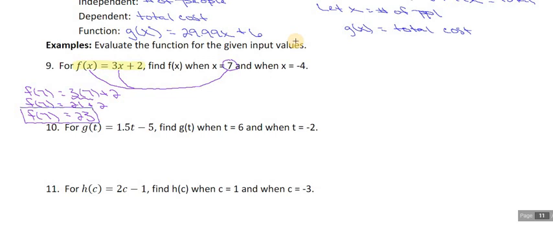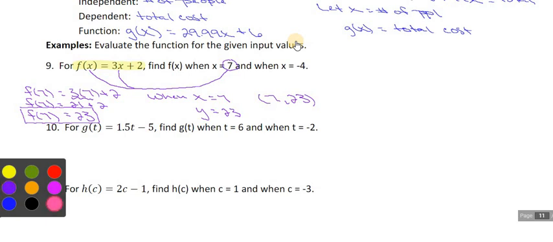So this literally means when x equals 7, y equals 23. It can also be represented as the ordered pair 7, 23.